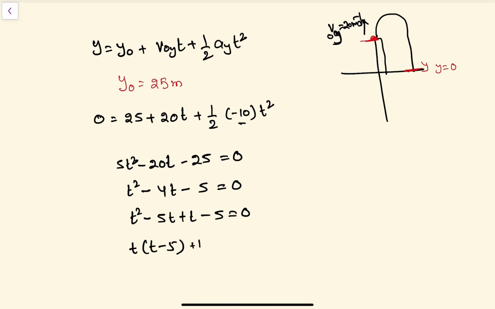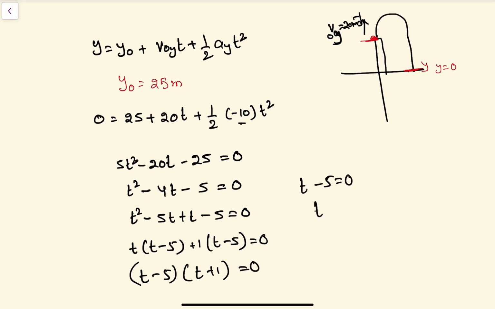again 1 can be common, t minus 5, 0. t minus 5 is equal to 0. Of course t plus 1 is equal to 0. So t minus 5 is equal to 0 is correct. Time cannot be negative. So the total time is 5 seconds. In that way also we can calculate. Okay.